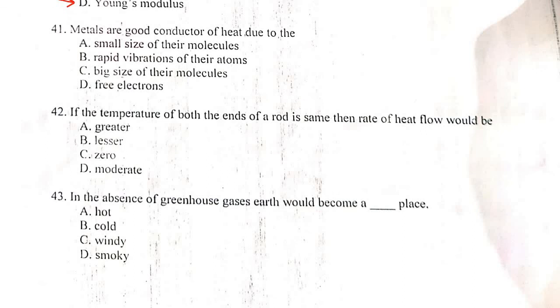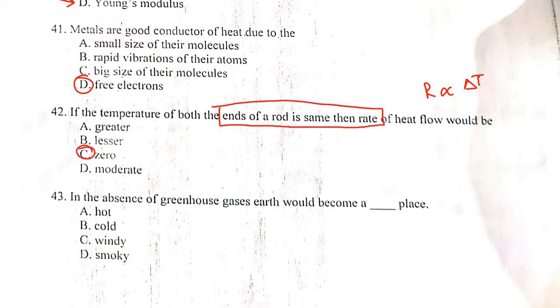Metals are good conductors of heat because they have free electrons. These free electrons help them to conduct heat from one place directly to the cold part of the conductor. If the temperature of both ends of the rod is the same, we know that the rate is directly proportional to the difference in temperature. If there is no difference of temperature, the rate of heat will be zero.